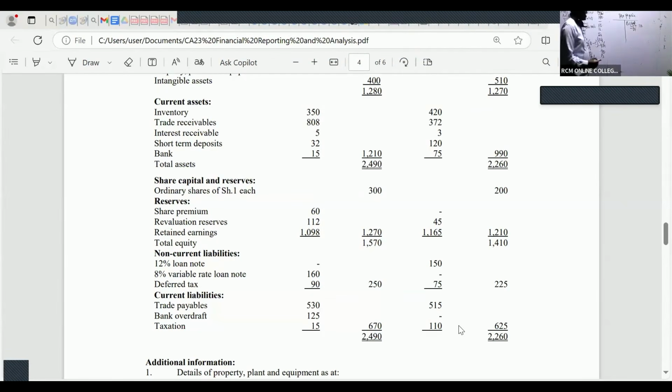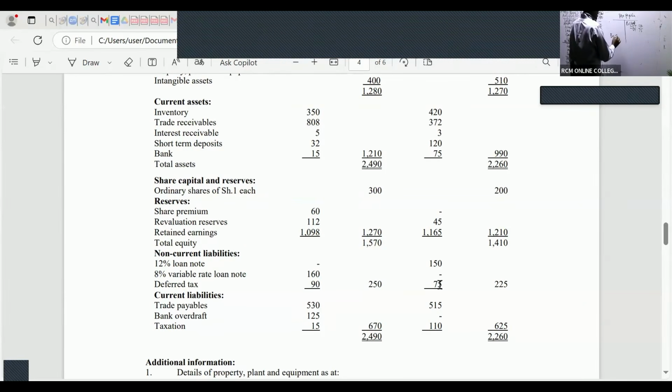How about deferred tax brought down? You can see still here, under long term and current liabilities, deferred tax. I can see a figure of deferred tax of 75. So please come and do the same with balance carried down.